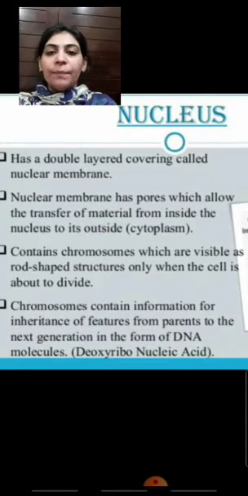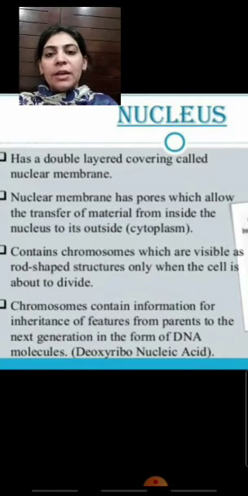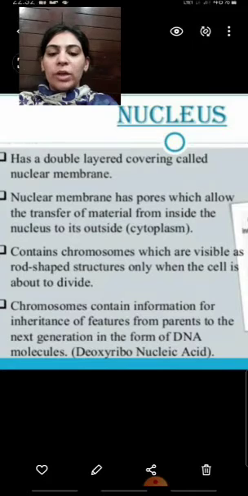Chromosome होते क्या हैं? They contain the heredity information which can be transmitted from parents to the next generation in the form of DNA. And what is the full form of DNA? DNA is deoxyribonucleic acid.